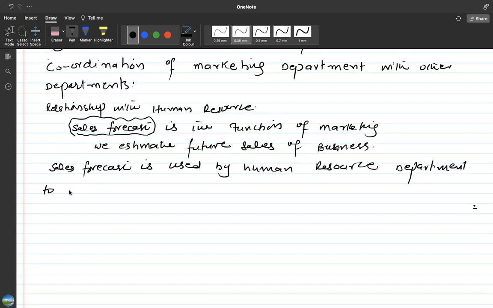to estimate workforce planning. Because if the sales forecast is high, it means the business is going to sell more units, more products next year. This also implies that if the business is selling more products, the business will be in need of more workforce to make those products and to sell those products. So the business will be in need of more workforce in the production department. The business will be in need of more workforce for the sales department.